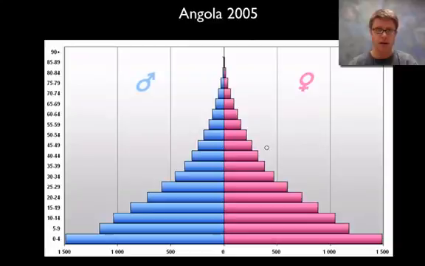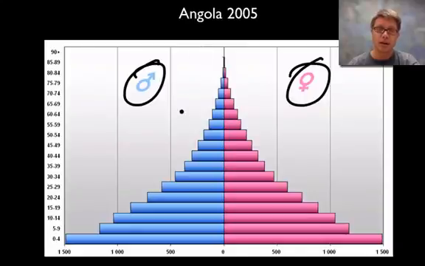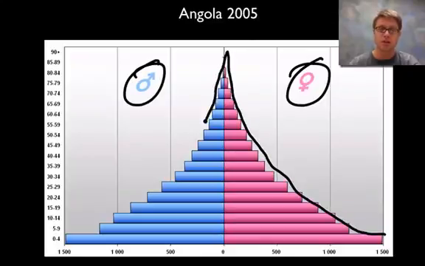An age structure diagram, to kind of lay this out for you, what we have are guys on one side, girls on the other. So this is in Angola, and we'll compare that to the US in just a second. And so this is the number of individuals in this study who are from 0 to 5, and the number who are from 5 to 9. And so we sometimes call this an age structure. We sometimes call it a population pyramid because you get this pyramid shape.